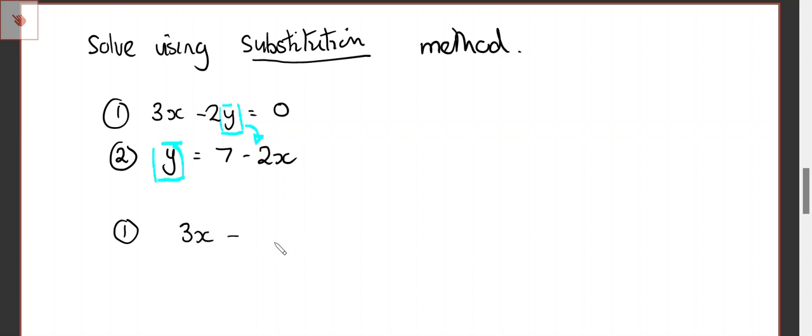3x minus 2y, but y is now 7 minus 2x. And that now equals 0. Right. Okay? What do you do now?